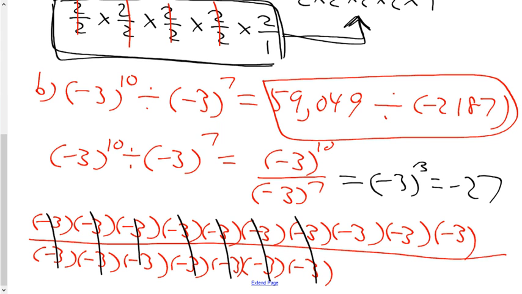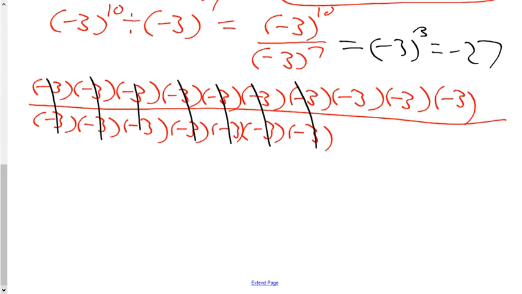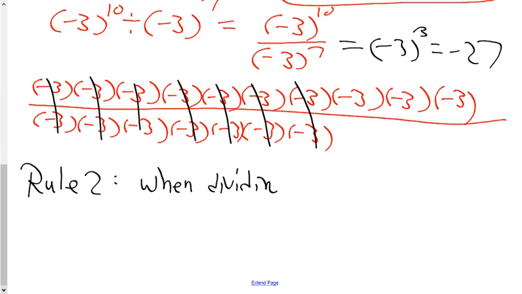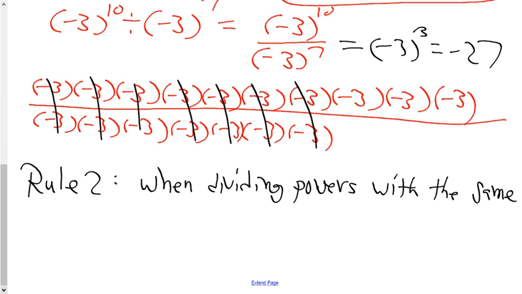Okay. So your rule is this. Rule 2. All of that was just to write this rule. When dividing powers with the same base, keep the base, and subtract exponents.